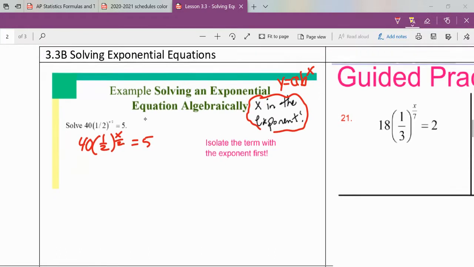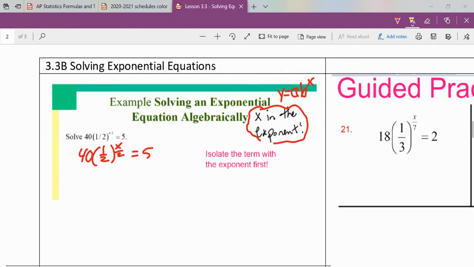So is that not working? I thought the highlighter would work. So we're trying to isolate this piece, the piece with the exponent first. So really what that entails is just me dividing by 40 on each side. So I have 1/2 raised to the x over 2 equals 5 over 40, which reduces to what, 1 over 8?